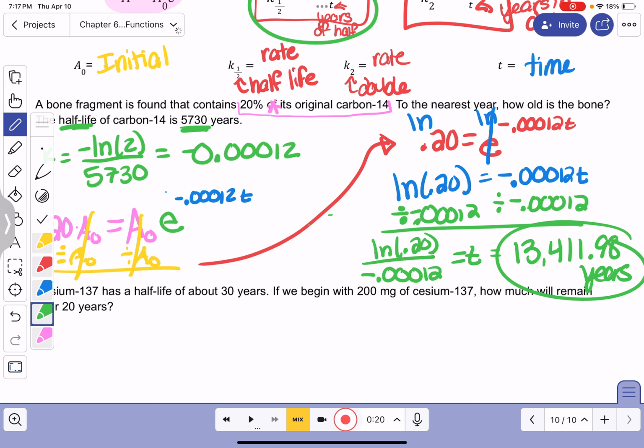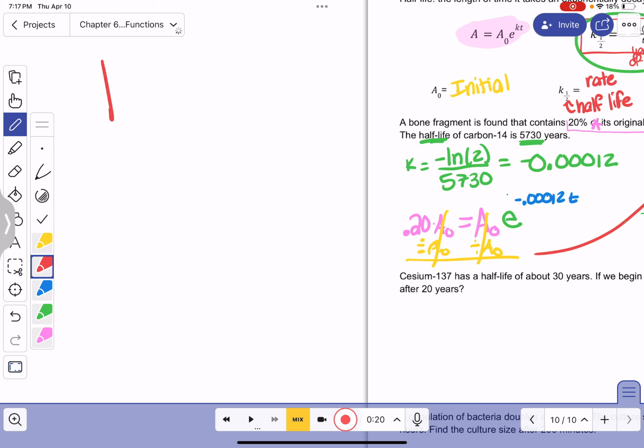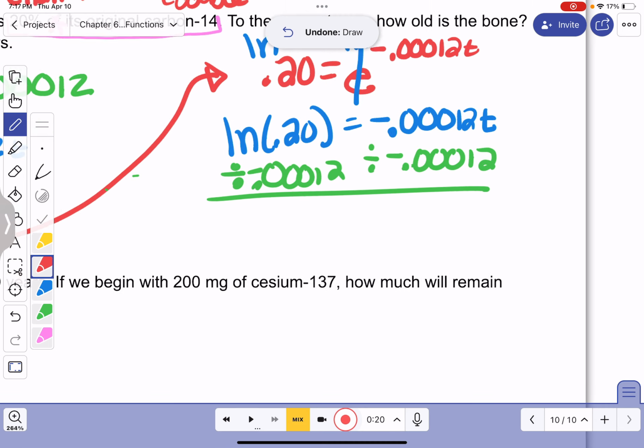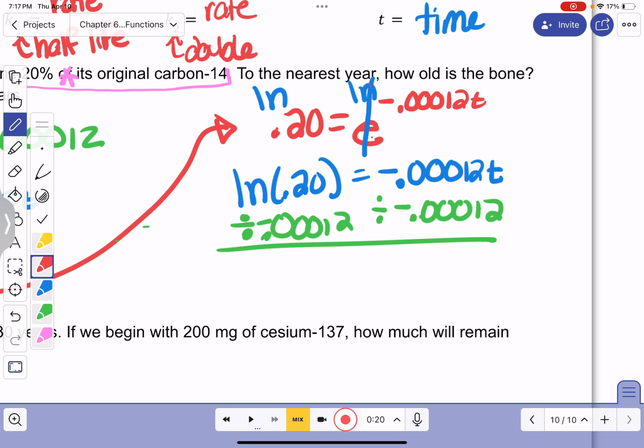Now, you may be going, why the heck did she do ln over here? If you remember back to our rules, log base E is the same as ln. And if you have a log of something and the base and the argument are the same, they cancel and you're just left with the exponent. So this would equal k. That all gets canceled. That's why we choose ln, because we want to cancel the e. So taking the ln of e leaves us with just the exponent.